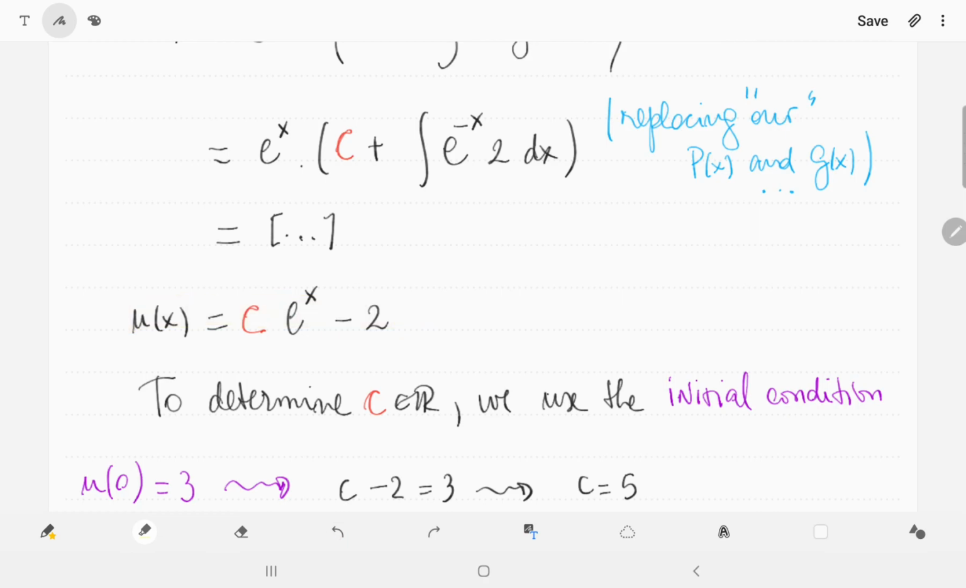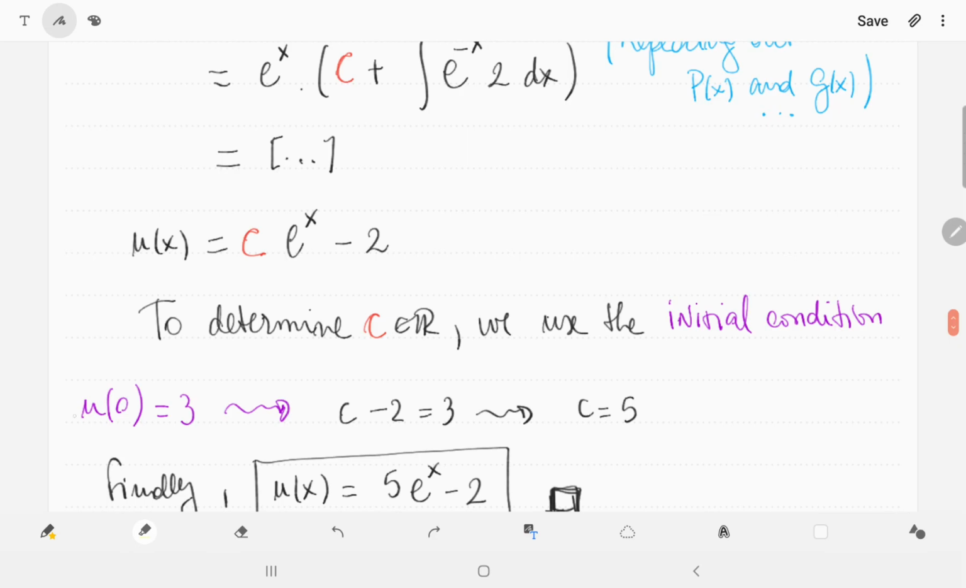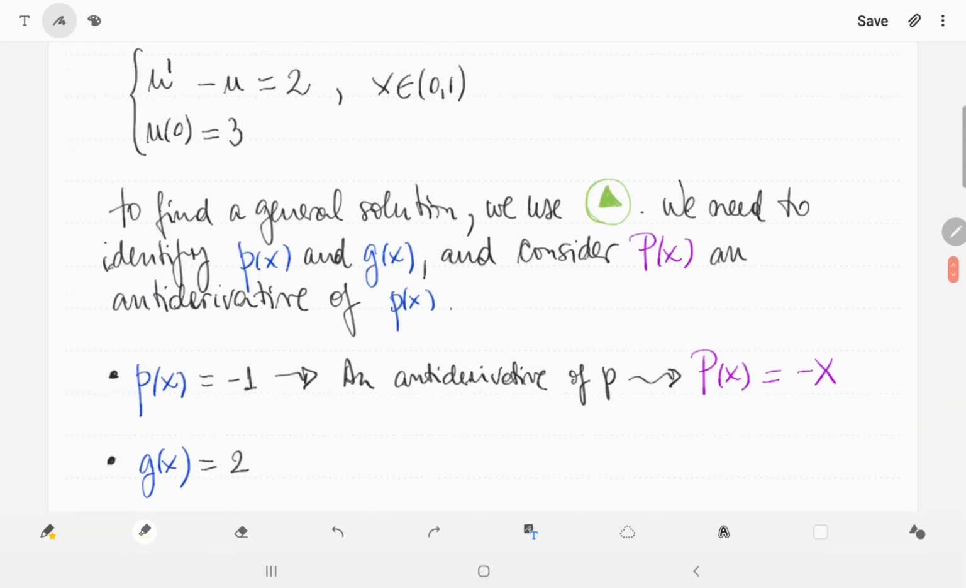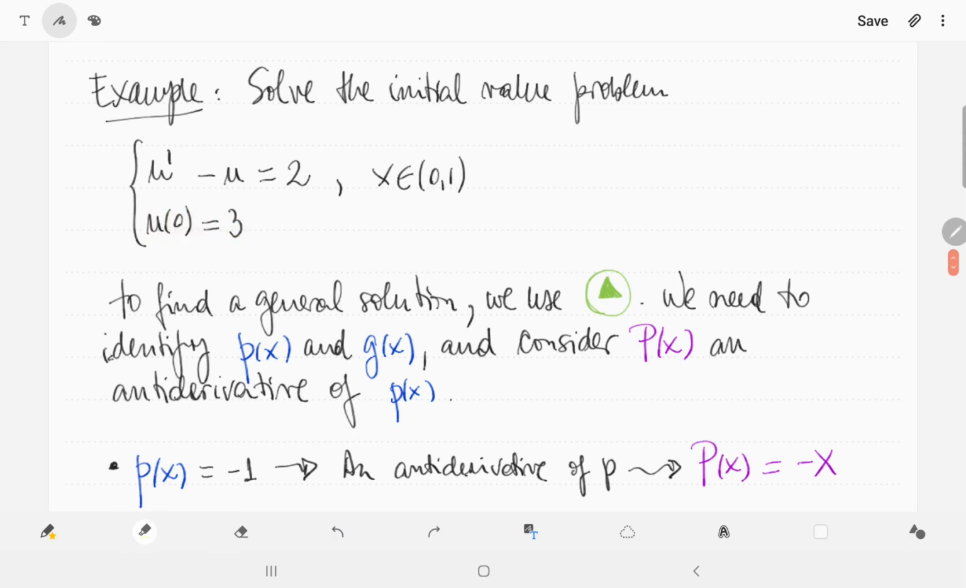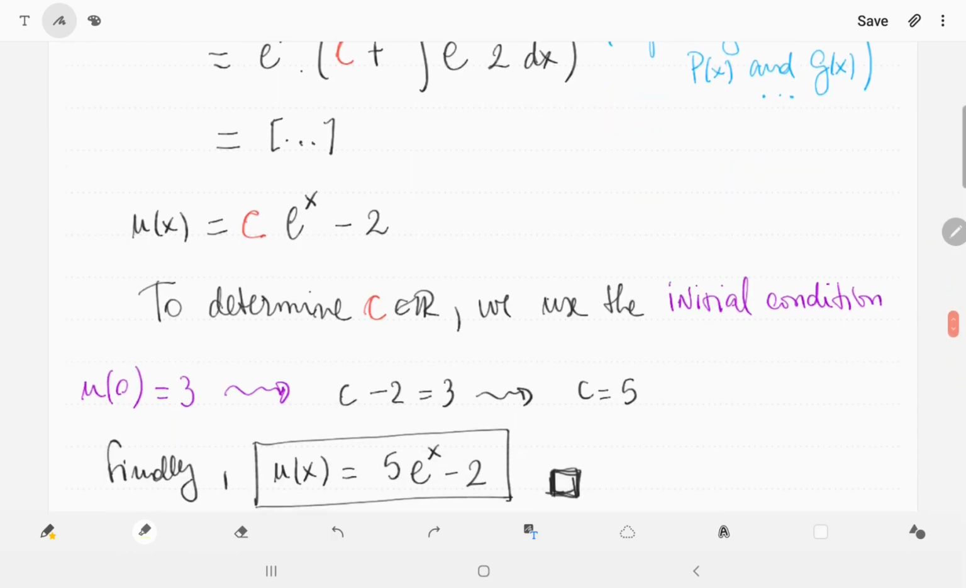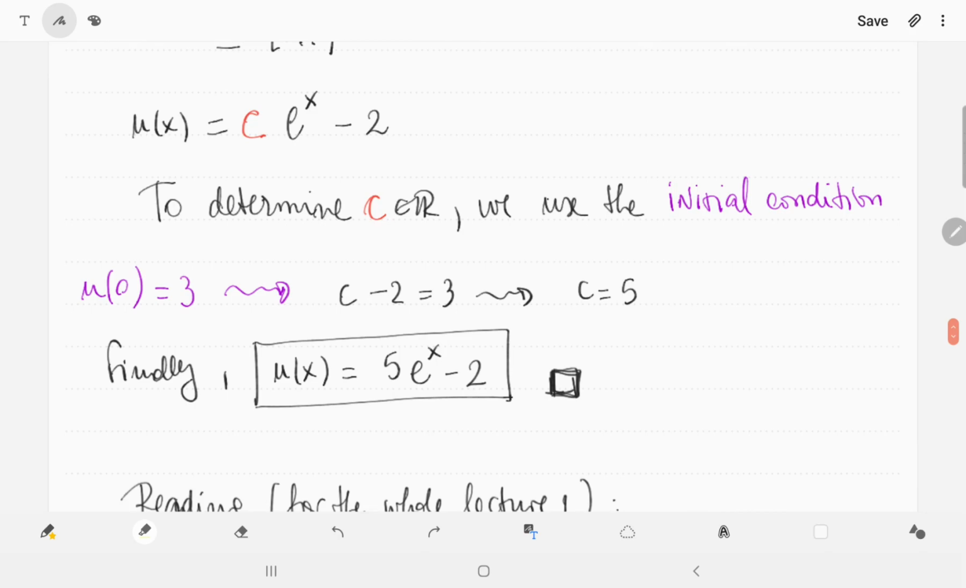So finally, this constant c that we don't know so far, we determine it with the initial condition that we have, which is u at 0 is equal to 3. So we go and replace this information here in our function, which means that c, this constant, is equal to 5, sorry. So finally the solution of this first order linear ODE is 5e^x minus 2.